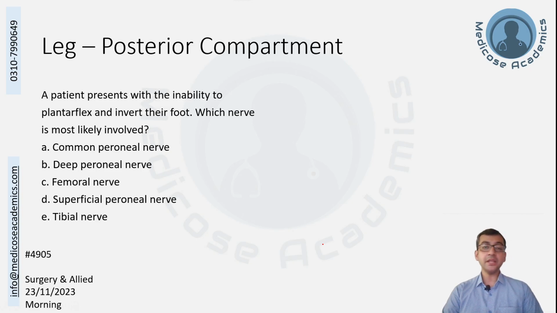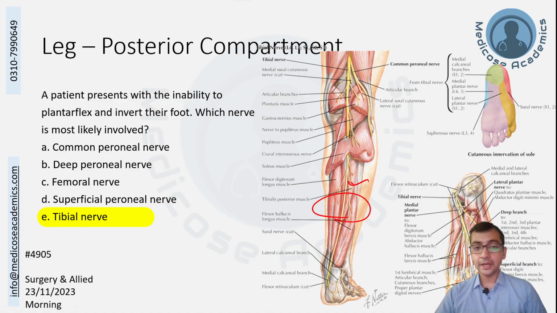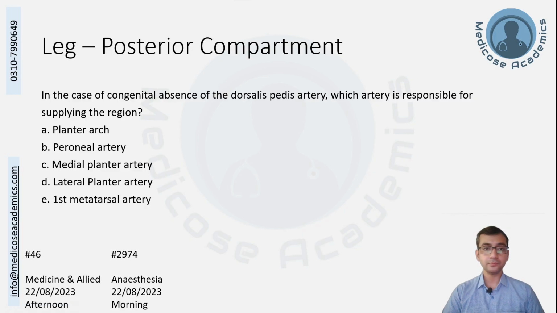A patient presents with inability to plantar flex and invert the foot. Which nerve is most likely to be damaged? Again the answer is the tibial nerve. Here, in addition to the plantar flexion done by soleus and gastrocnemius, inversion has been added. The inversion is done by the tibialis posterior muscle right here, the flexor hallucis muscle and the flexor digitorum muscle. All of these muscles are responsible for inversion of the foot too.